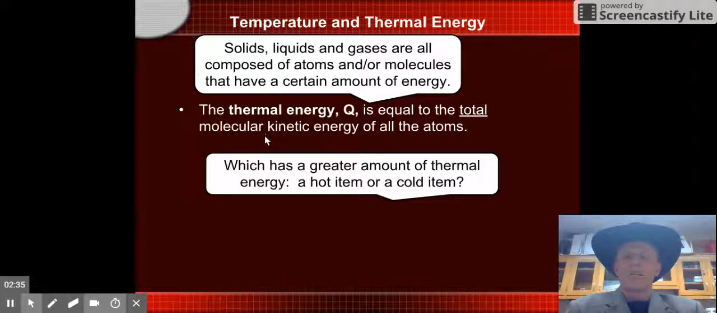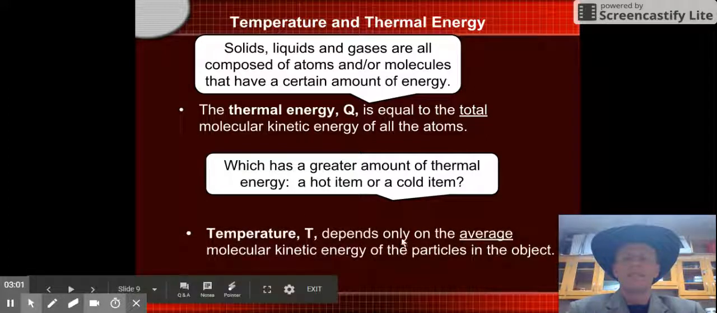So, for example, if you're asked which amount of thermal energy is greater in a hot item or a cold item, the answer, if it's the same amount of mass, would be the hot item. The particles in a hot item are moving faster, have greater energy, more thermal energy. Now, notice how closely this definition is for temperature.